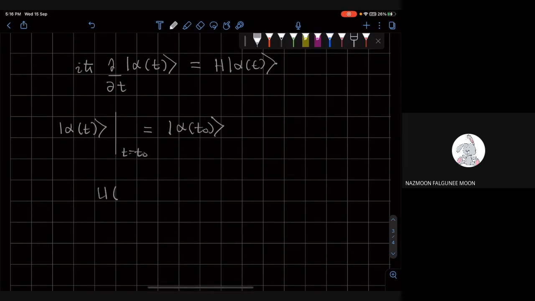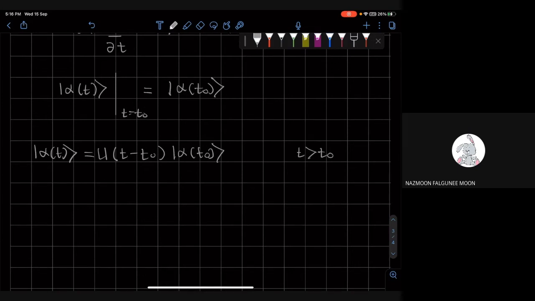And so the time evolution operator, what it does is that acting on alpha at t0, it gives me the state alpha at time t, where t is a time later than t naught. So this boundary condition can also be written as U(t, t minus t0) when t becomes equal to t0. This becomes the identity operator.